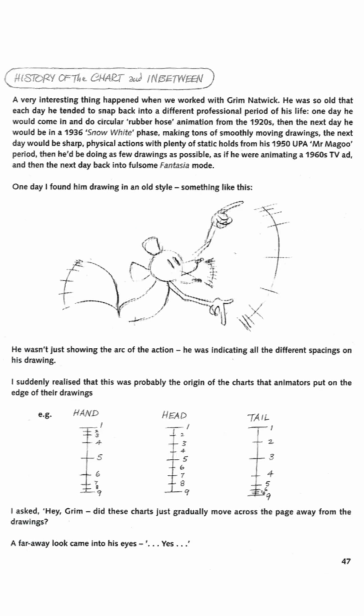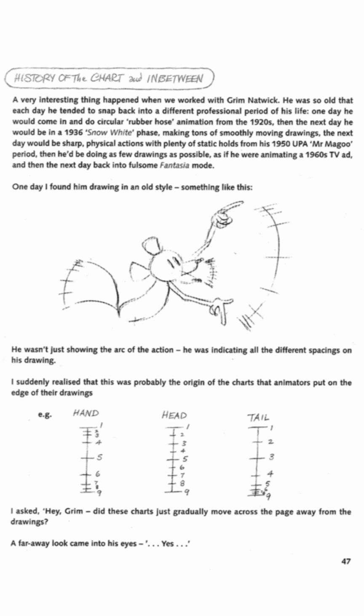History of the chart and in-between. A very interesting thing happened when we worked with Grim Natwick. He was so old that each day he tended to snap back into a different professional period of his life. One day he would come in and do circular rubber hose animation from the 1920s. Then the next day he would be in a 1936 Snow White phase, making tons of smoothly moving drawings.